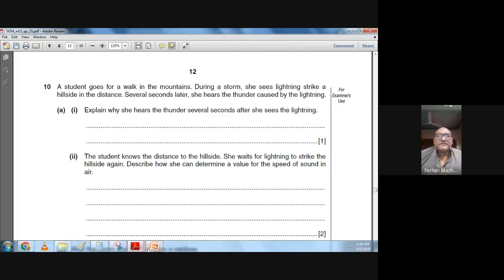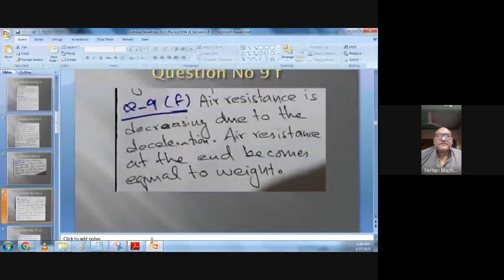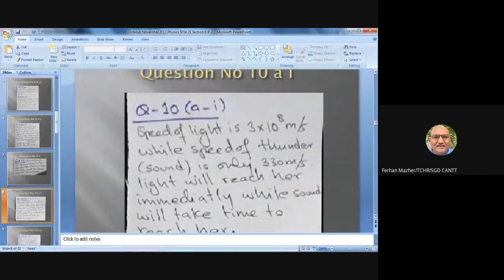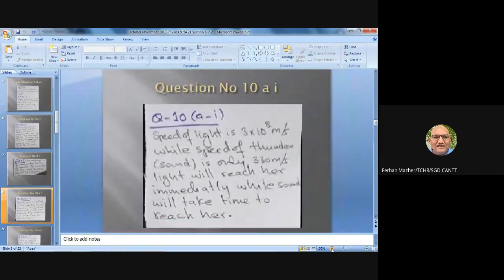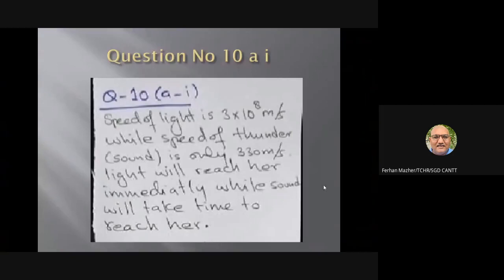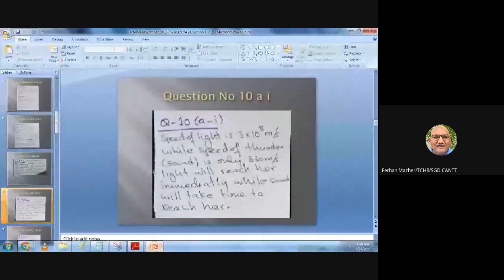So I have written this answer. Let me show you my answer. It is not that clear, so let me increase the size. Speed of light is 3 x 10^8 meters per second, while speed of thunder, which is a sound, is only 330 meters per second. Light will reach her immediately, while the sound will take time to reach her. So I think you have understood.